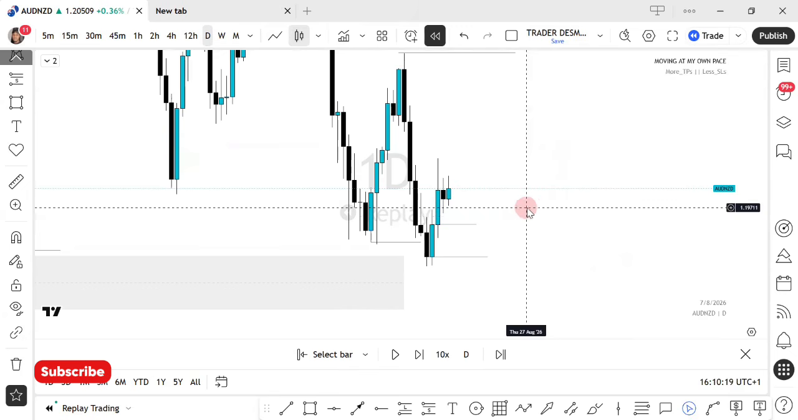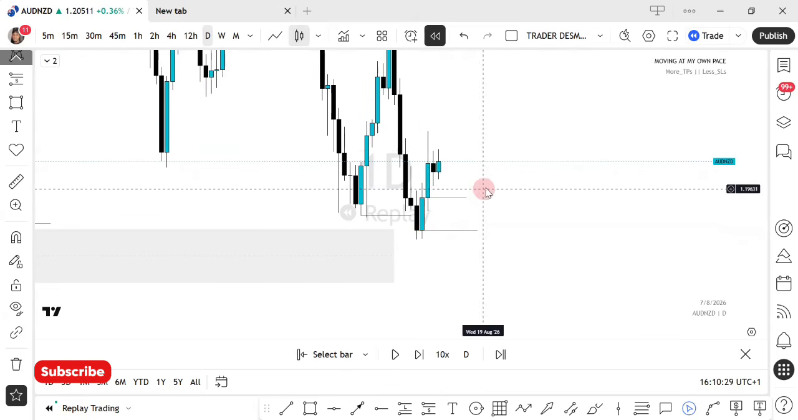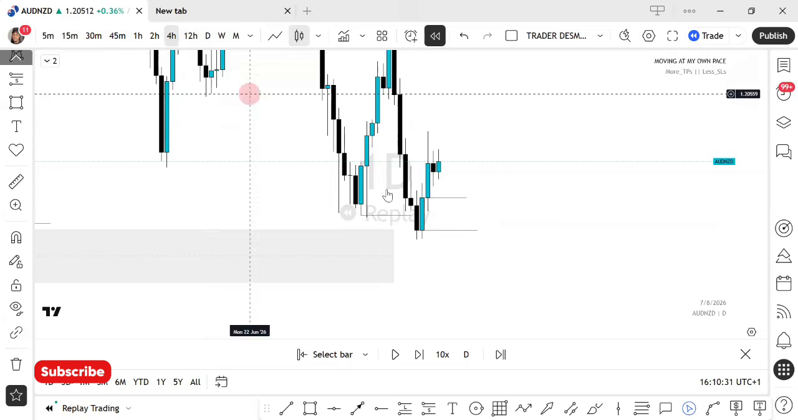Now, there is a particular mistake that I saw a whole lot of traders making, which made them miss out on this awesome trade, which is they were expecting the market to still drive down to this particular place. Now let's go to the 4 hours time frame and see something.